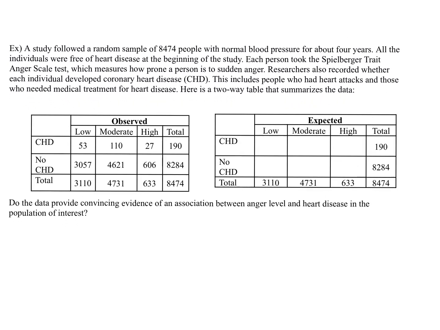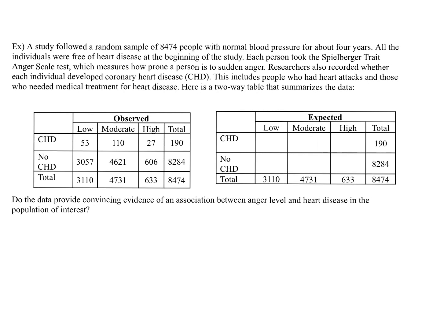So in our example, we have that a study followed a random sample of 8,474 people with normal blood pressure for about 4 years. All the individuals were free of heart disease at the beginning of the study. Each person took the Spielberger Trait Anger Scale test, which measures how prone a person is to sudden anger. Researchers also recorded whether each individual developed coronary heart disease, or CHD. This includes people who had heart attacks and those who needed medical treatment for heart disease. Here is a two-way table that summarizes the data. Do the data provide convincing evidence of an association between anger level and heart disease in the population of interest?